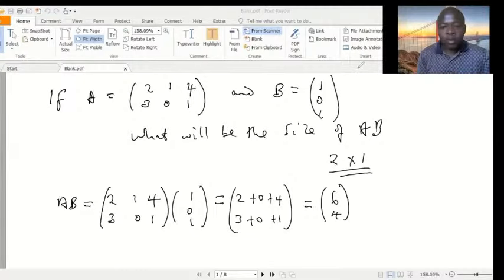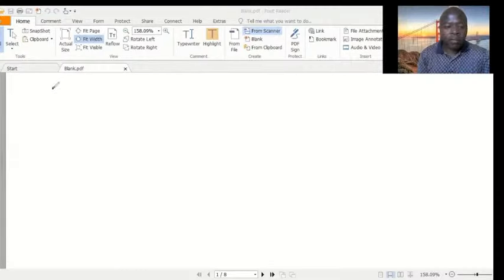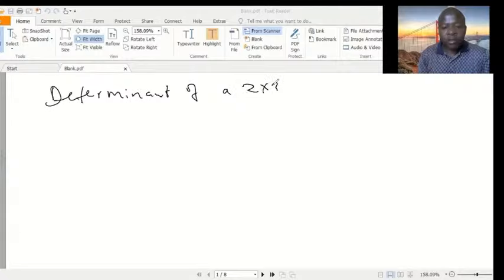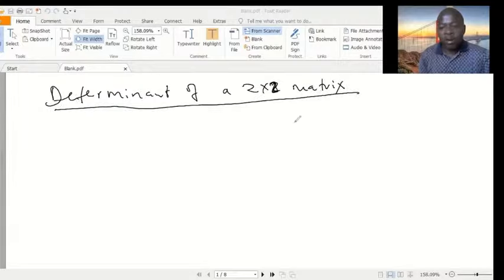Good. I want to show you how to get the determinant of a 2 by 2 matrix. And later on, I'll show you how to find the determinant of higher order matrices. You will learn how to get the determinant of a 3 by 3 matrix, and I'll also show you how to get the inverse of a higher order matrix.